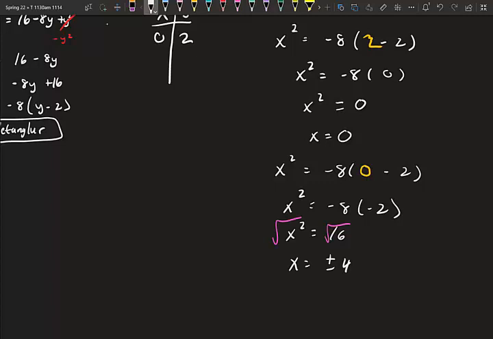So you want to plug in a number that can be simplified to then be square rooted. So the two x's we have are negative 4 and positive 4, and the y that we plugged in was 0.